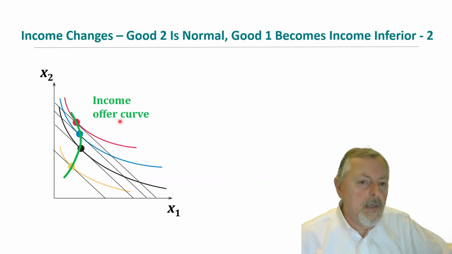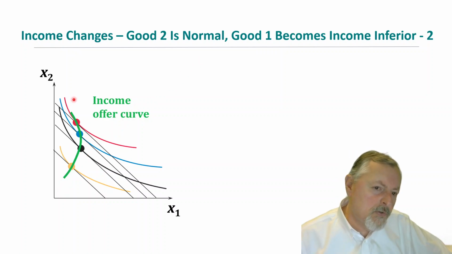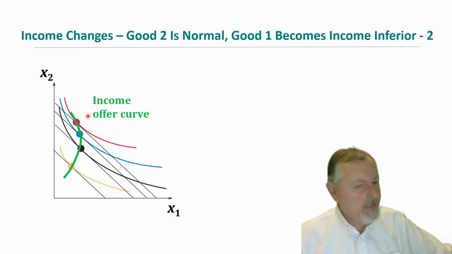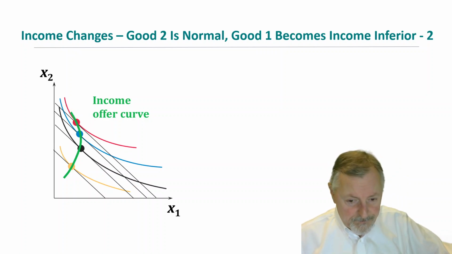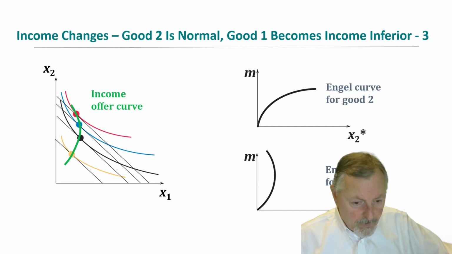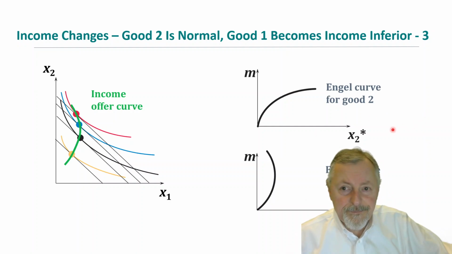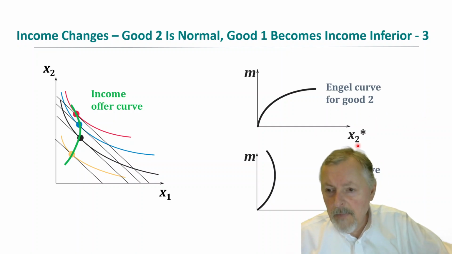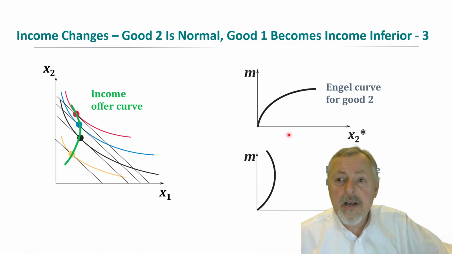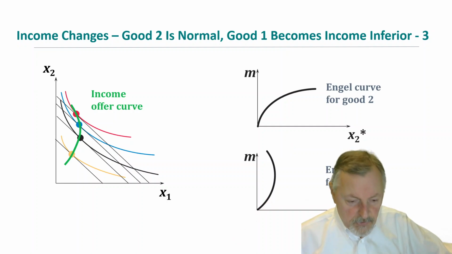So the income expansion path, or income offer curve, does not continue up to the right. It starts to bend backwards. When it goes that direction, that tells you it's an inferior good. And these are the corresponding Engel curves. For commodity 2, as your income goes up, you buy more. But for commodity 1, as your income goes up, at first you start to buy more, but then you start to buy less. It becomes an inferior good.